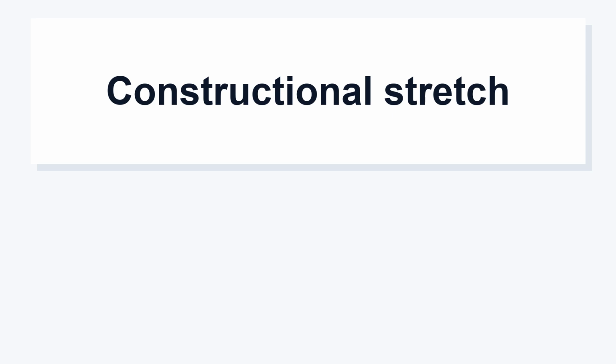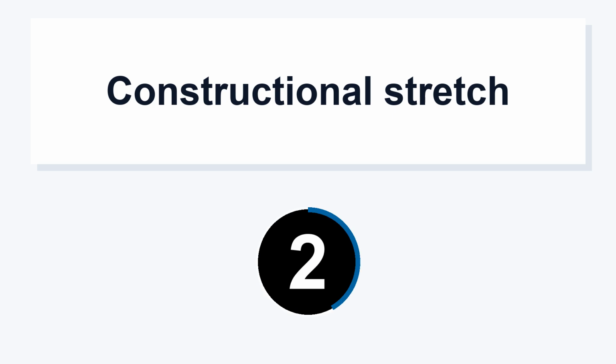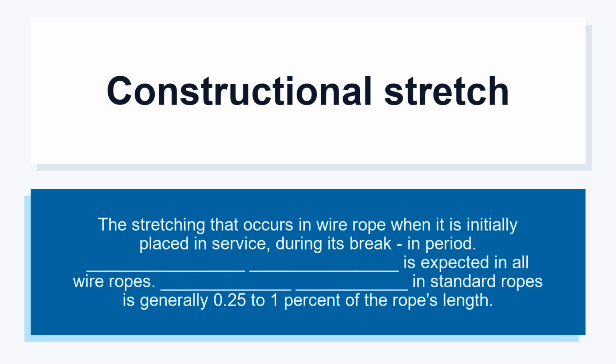Constructional stretch. The stretching that occurs in wire rope when it is initially placed in service, during its break-in period. ______ is expected in all wire ropes. ______ in standard ropes is generally 0.25 to 1% of the rope's length.